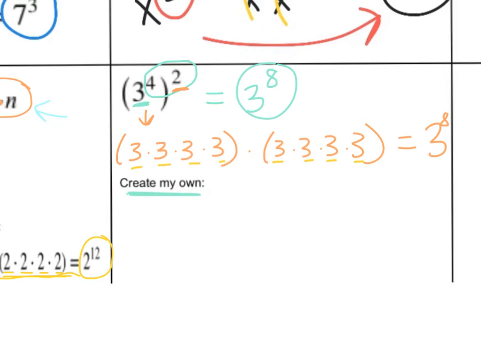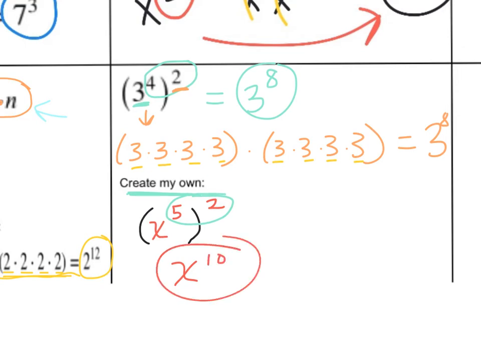Now in this space, we want you to create your own. So now come up with your own example. You can use the parentheses. You choose the base. I'm going to choose an X this time. You choose whatever you want. You choose the exponent and you raise the exponent. So here's another example that I just made up. You're making up your own. So the property says keep the base and multiply the exponents. Okay, so you create your own right there.